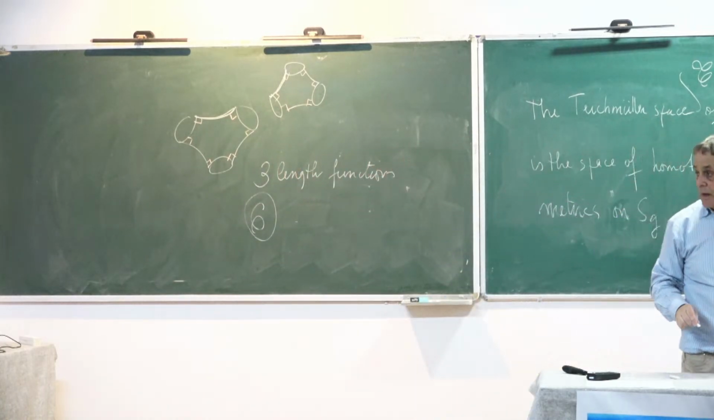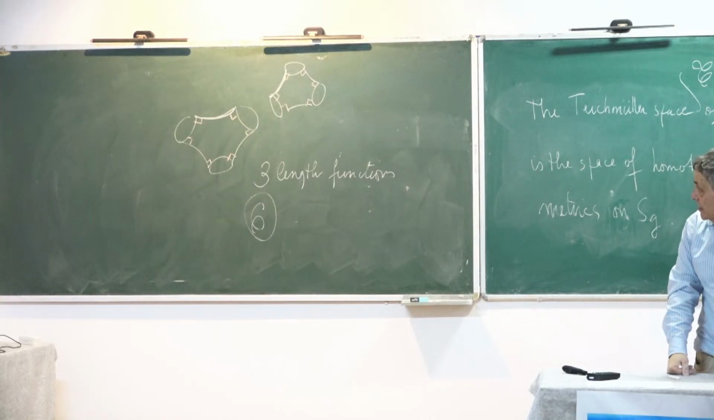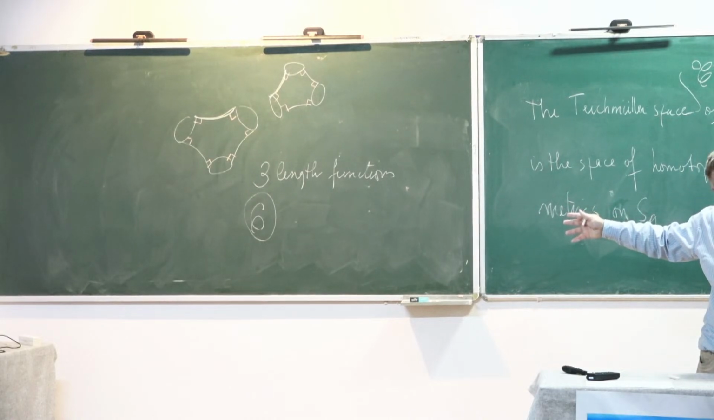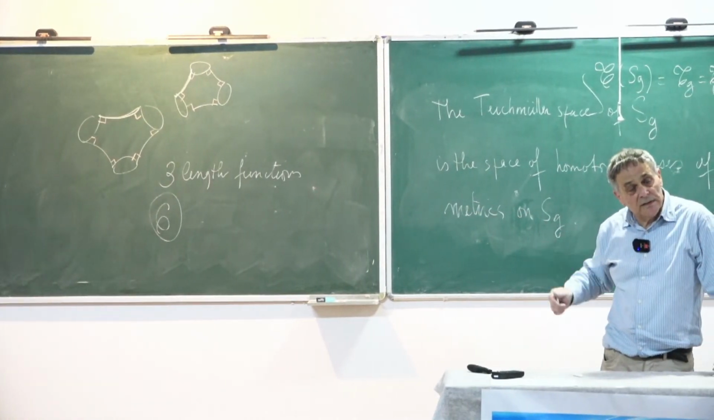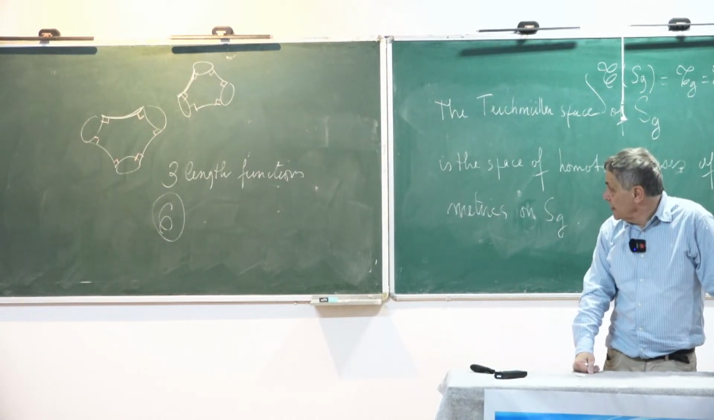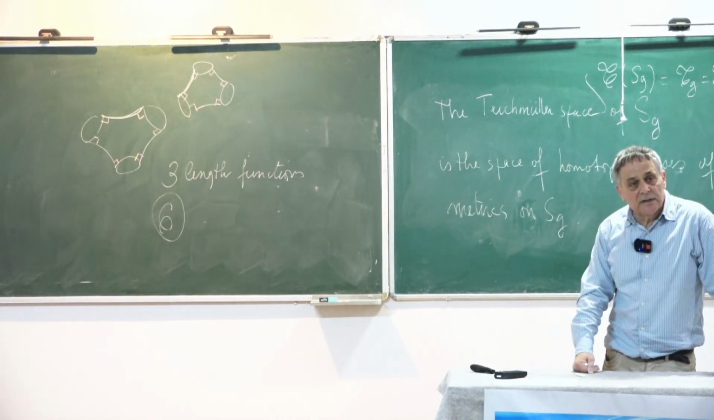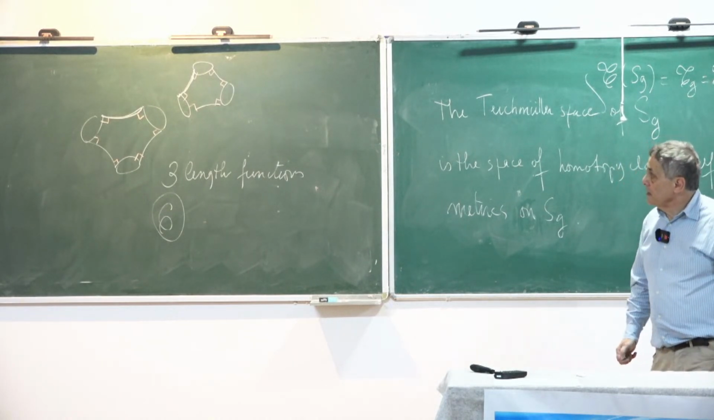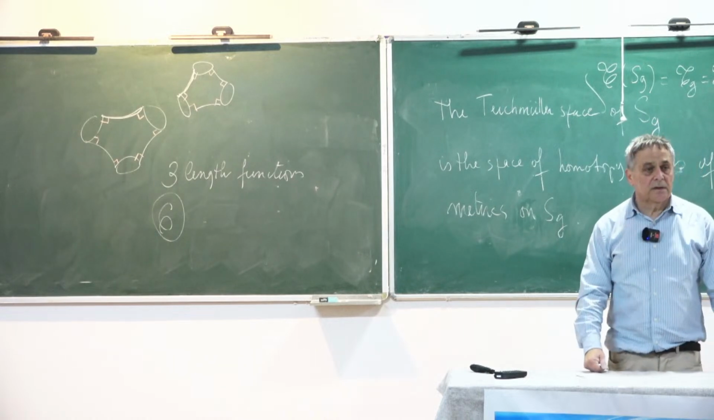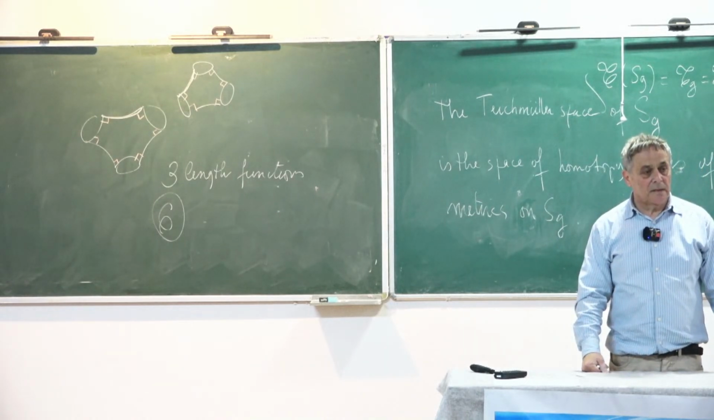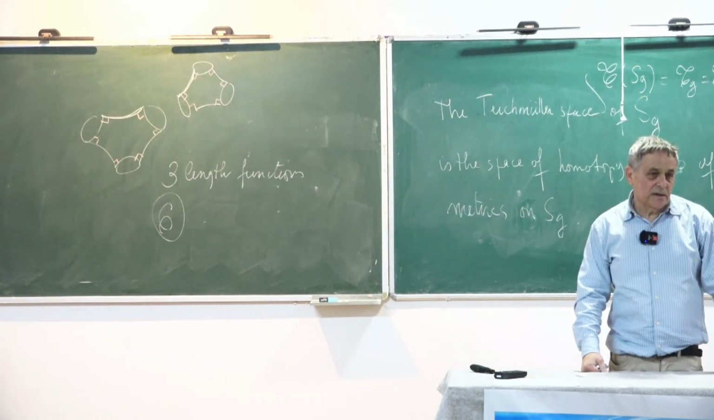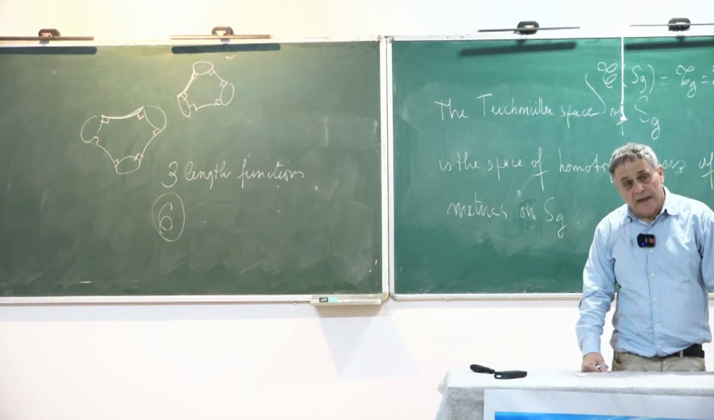Okay. And now I ask the question: do these 6 length functions of simple closed curves completely determine the hyperbolic surface? Do they completely determine the hyperbolic surface? Yes, so your friend here says no. The answer is not obvious.